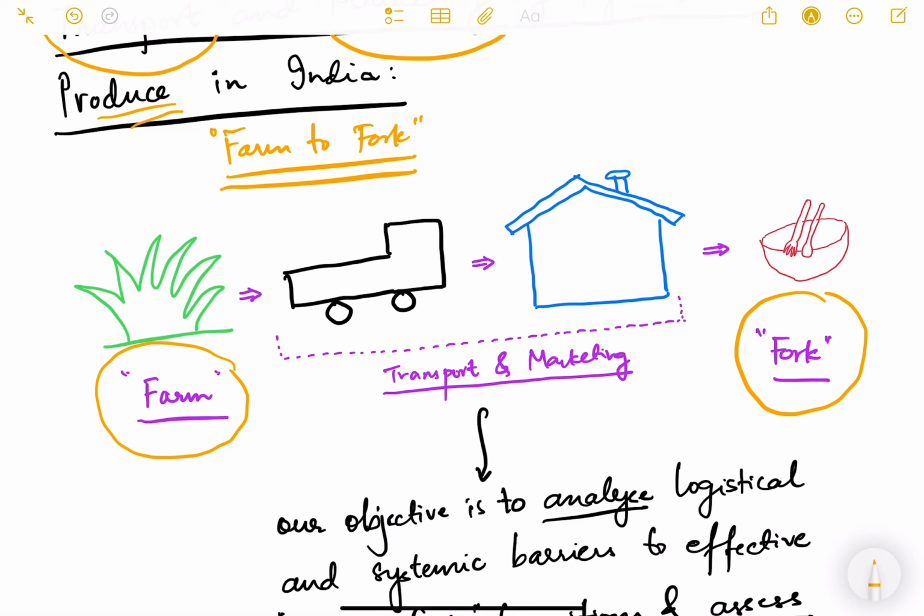It can be pizza, it can be soup, it can be maggi noodles, it can be sabzi roti, it can be dal chawal, whatever. So this is a plate. So we use the term farm to fork. In between this farm to fork, whatever supply chain comes, that is called transport and marketing of agricultural produce.